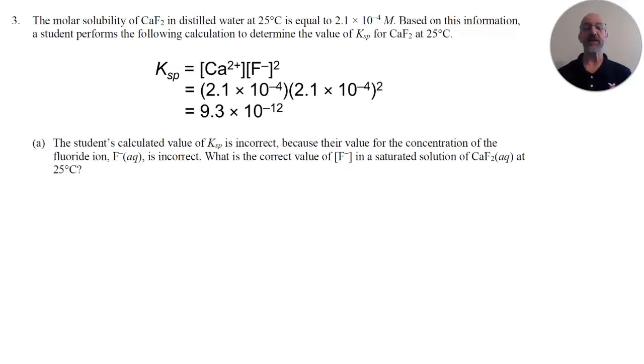In question 3, it says that the molar solubility of calcium fluoride, which has the chemical formula CaF2, in distilled water at 25 degrees Celsius is equal to 2.1 times 10 to the negative 4 moles per liter. Now, based on this information, a student performs the following calculation to determine the value of KSP for calcium fluoride at 25 degrees Celsius.